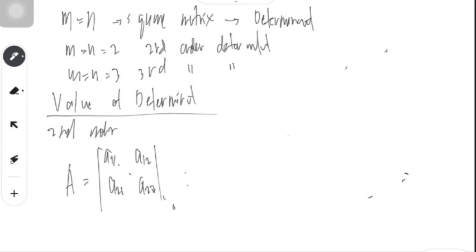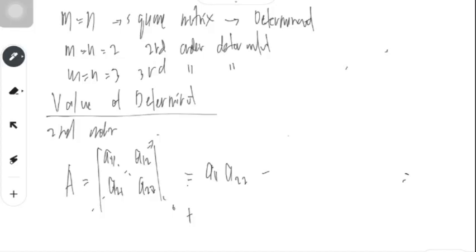Using the diagonal method, no, this is considered as positive. You have to take the product of the elements on that diagonal. So we have here the value as A11 times A22. Then the upward direction, the other diagonal, is considered as negative. So minus, we have here A21 times A12. This is for the second order.